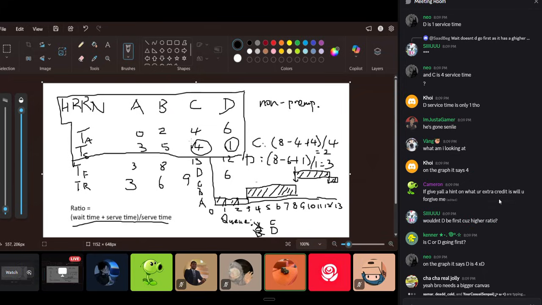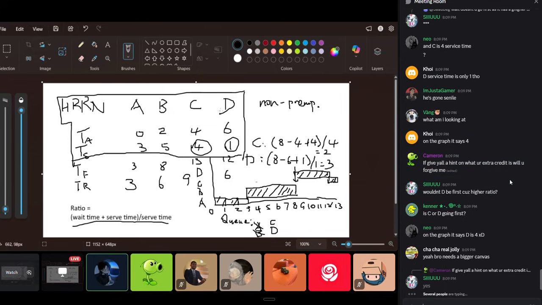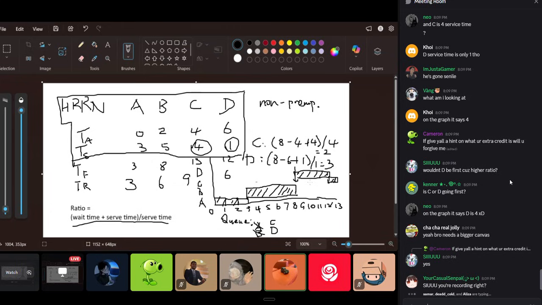I thought it was highest ratio next. Exactly. So wouldn't D go before C, which is why people are saying it ends at 9?